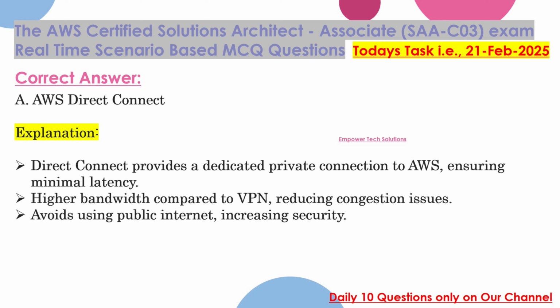Explanation: Direct Connect provides a dedicated private connection to AWS, ensuring minimal latency. Higher bandwidth compared to VPN, reducing congestion issues. Avoids using public internet, increasing security.